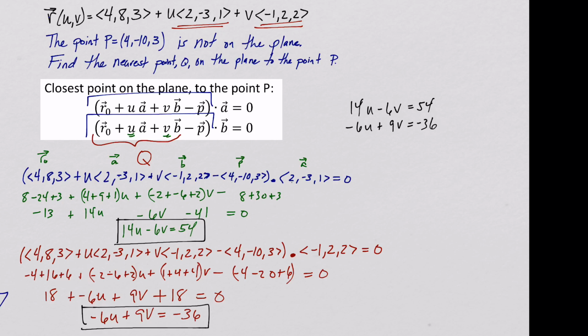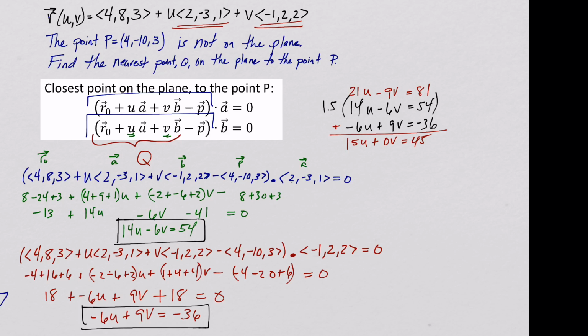And so just to solve this system of equations, showing you a different method than substitution, we'll use the method of elimination. So with the method of elimination, what I can do is I can multiply this top row by 1.5 and rewrite it. So if I do this operation, it's going to give me 21u minus 9v equals 81. And now what I'm going to do is I'm going to add that to this bottom equation down here, and we get 15u plus 0v is equal to 45.